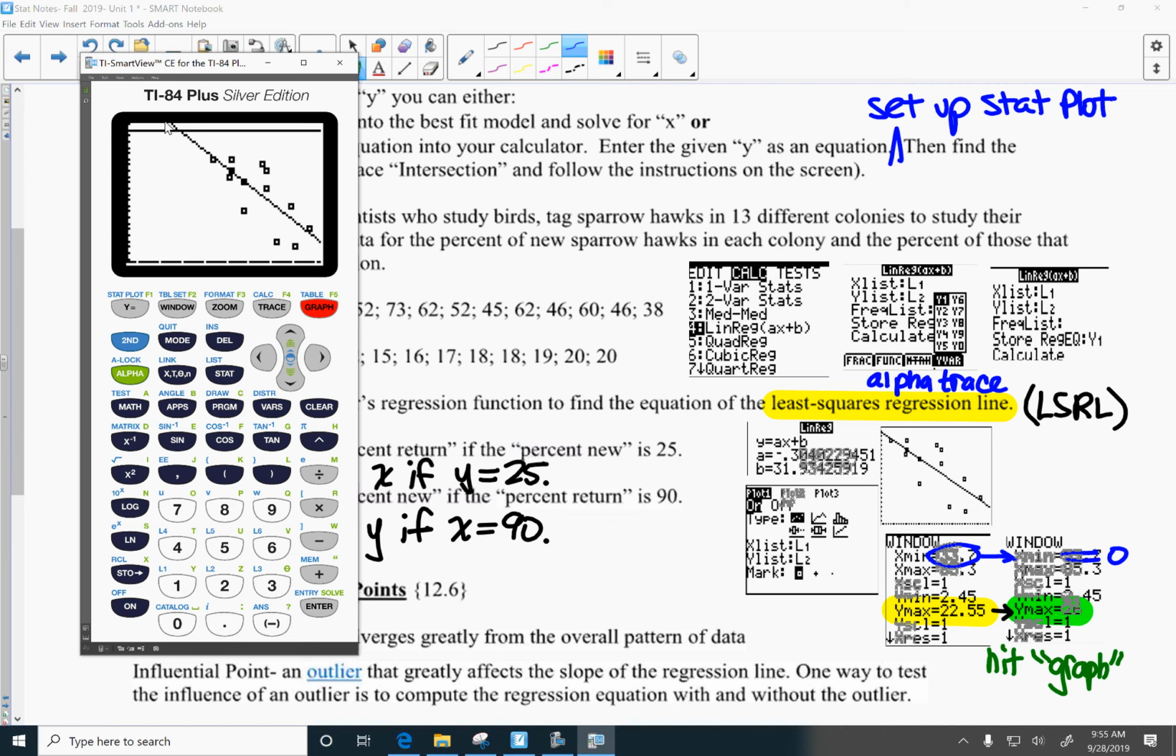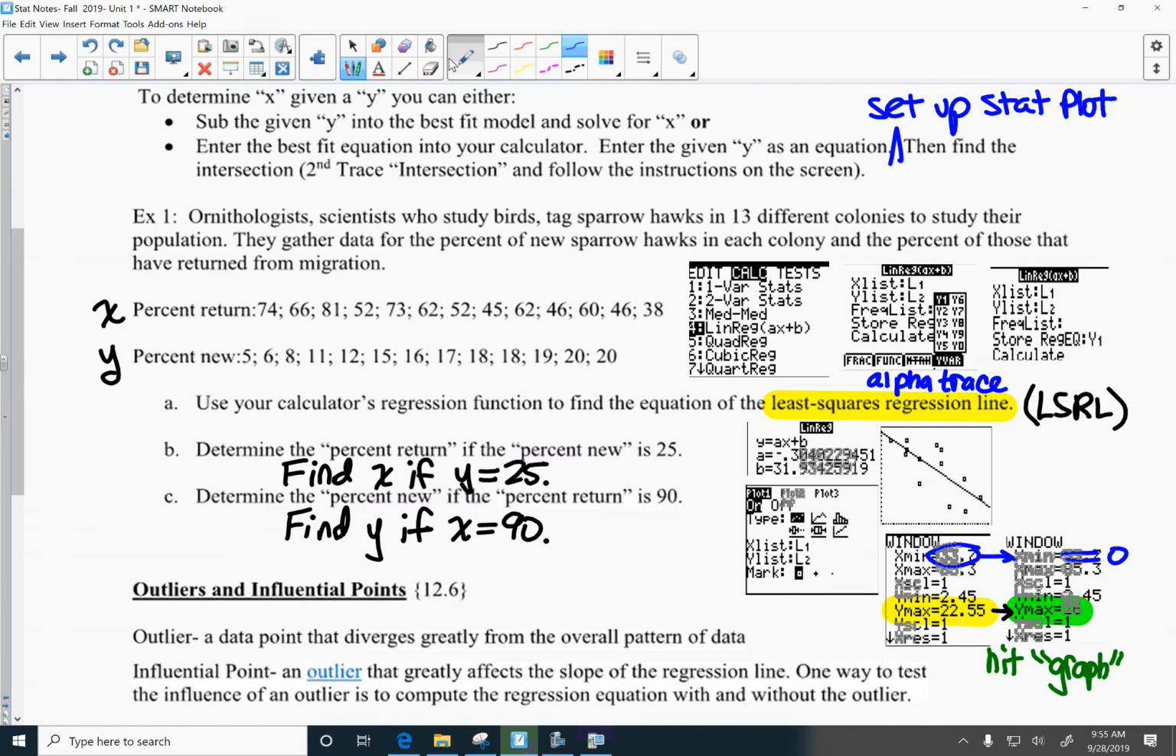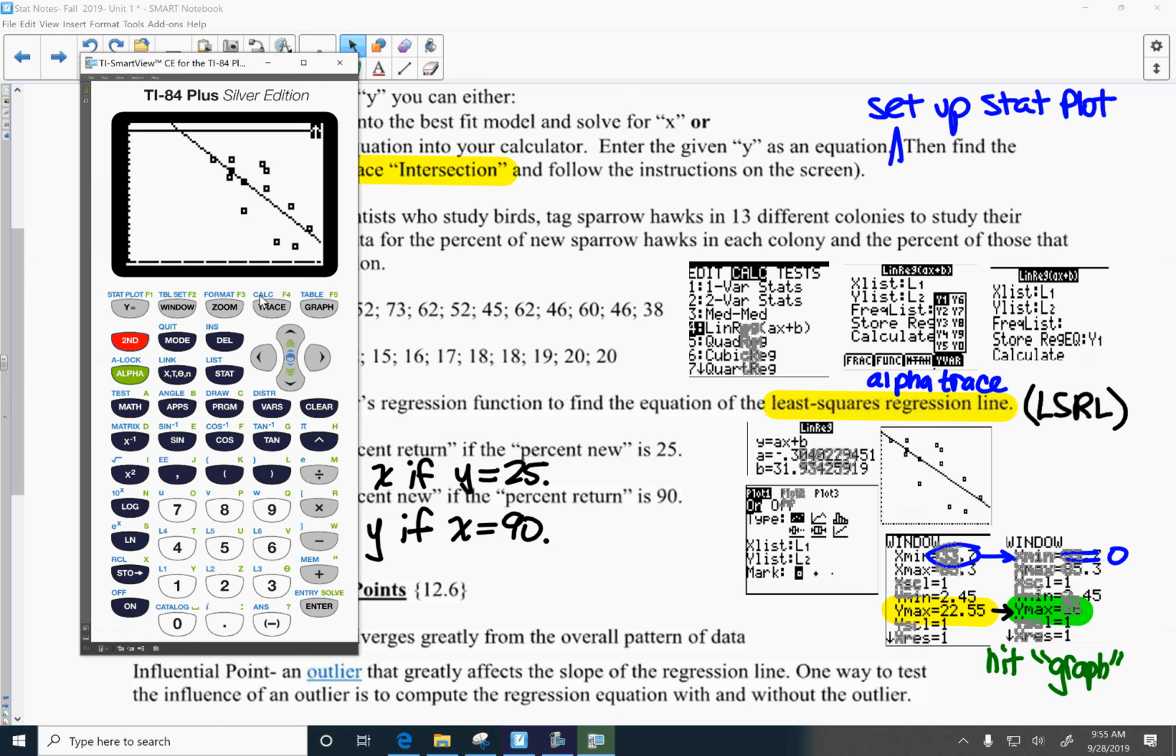All right, I'm looking for that intersection. Now, I don't want to do one of these, like, let's do 1, 2, 3, 4, 5, like 25. I want the calculator to tell me where the intersection is. All right? Trace. Second trace, option 5. All right, that's listed up here in the process. So let me highlight that for you. Second trace, and then you're looking for the one that says intersection, which is option 5. Second trace, option 5.